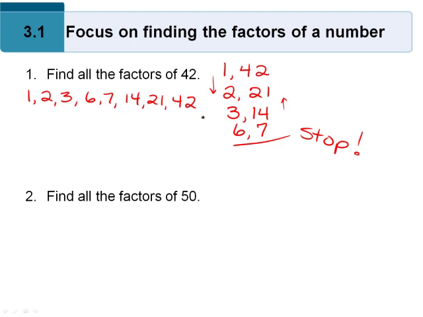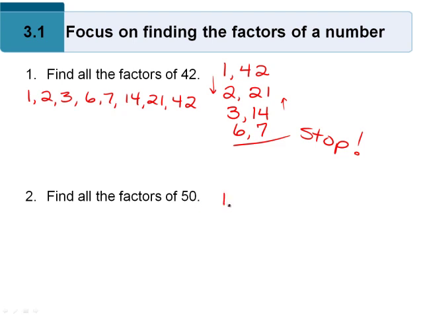That's the important thing. In fact, I don't even write them in a list. I just leave them in pairs like that. It's only WebAssign that wants them in a list, but they do not have to be in numerical order. So make sure you realize that. That's no big deal. All right, number 2, find all the factors of 50.